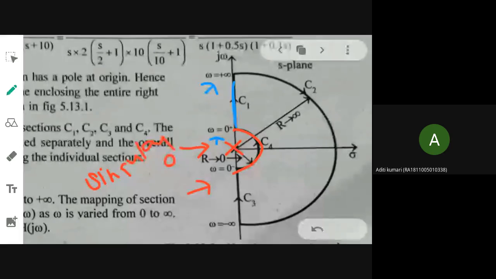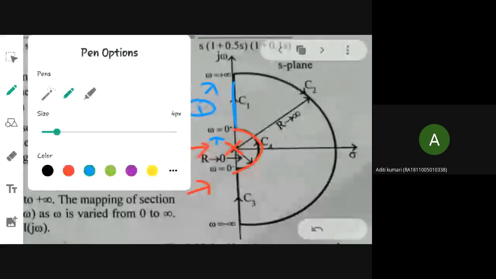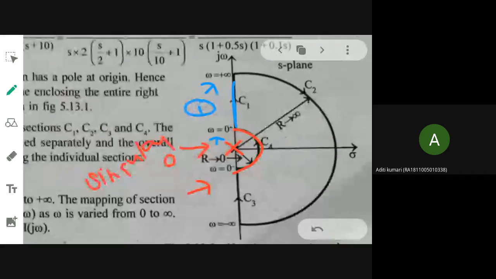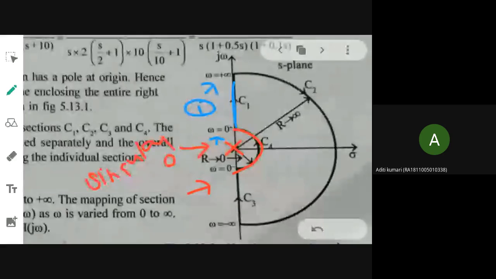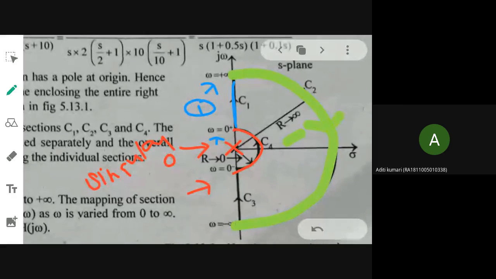Next, the second segment is C2. What can you say about C2? It is a big arc of what radius? Infinity. And it covers the entire right half or left half of the S plane? Right half. That is your segment number 2.